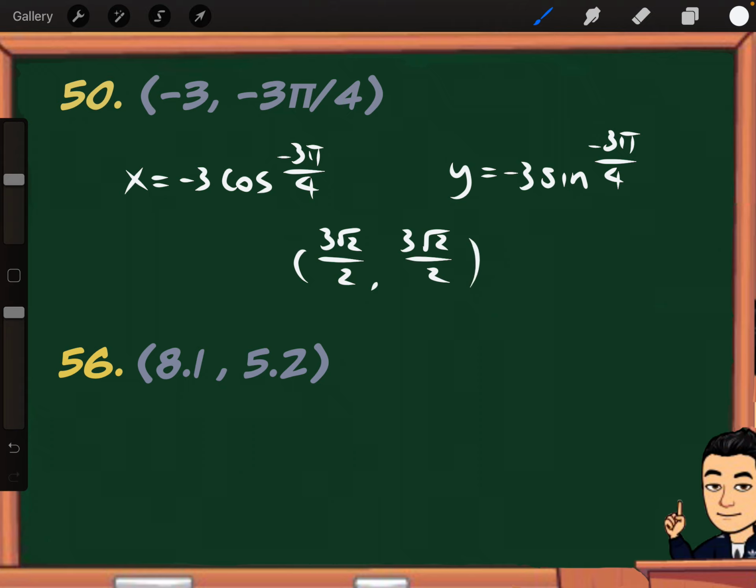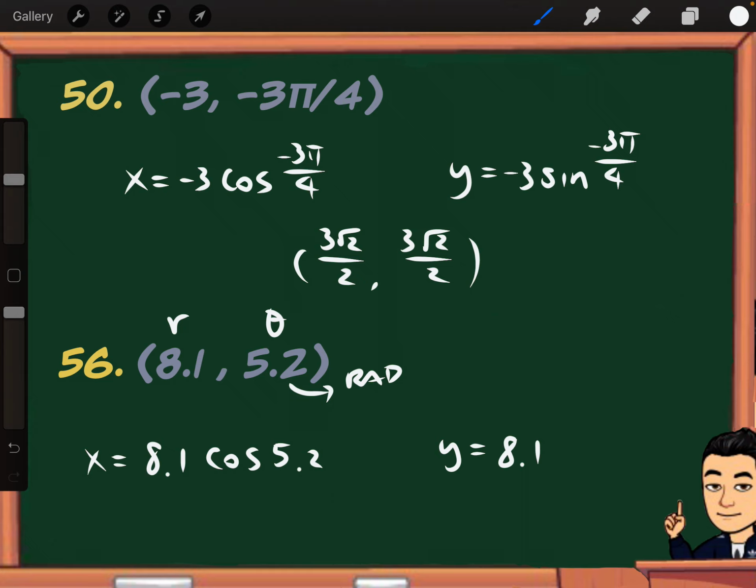Okay, so number 56 looks like rectangular coordinates, but it's actually polar. Knowing that this is r and this is your theta, and 5.2 is actually in radians. All you need to do is set your calculator to radians and just plug it in. You're going to find your answer. So x is going to equal r cosine 5.2. y is going to equal your r, which is 8.1 again, sine 5.2. Go ahead and, like I said, use your calculator.